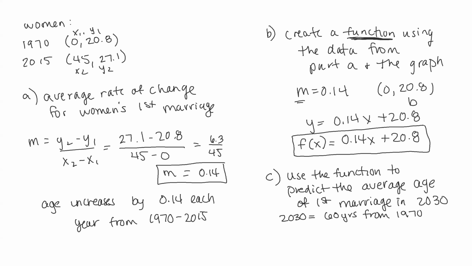I would love to show you this in the graph, but those slides are long gone. So we would get f of 60 equals 0.14 times 60 plus 20.8. Plugging that into the calculator, I get 0.14 times 60, which is 8.4. I'm going to add 20.8, and I get 29.2 years. So by 2030, according to this data, the average age of a woman's first marriage will occur when she is 29.2 years old.